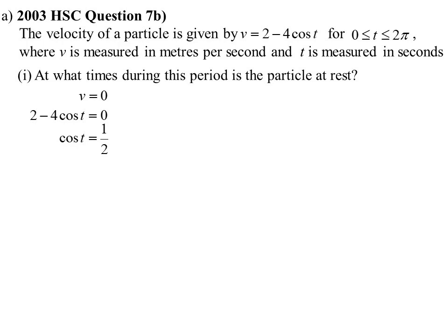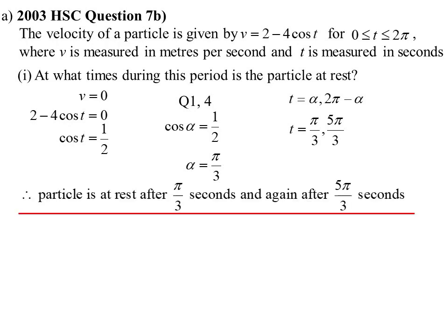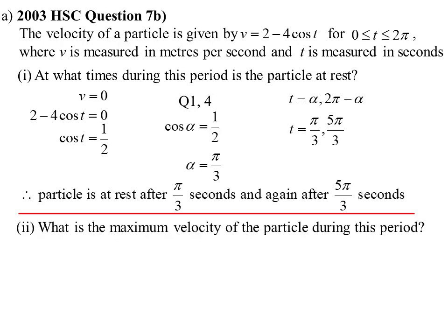Basically, we've just got a trig equation to solve. Yes, all right, I know I'm in quadrants 1 and 4. The acute angle is pi on 3. And we can go through our normal process of solving a trig equation. And I'll answer the question, well, after pi on 3 seconds, then again after 5 pi on 3 seconds. What is the maximum velocity of the particle during this period? Well, they've given me an equation for the velocity.